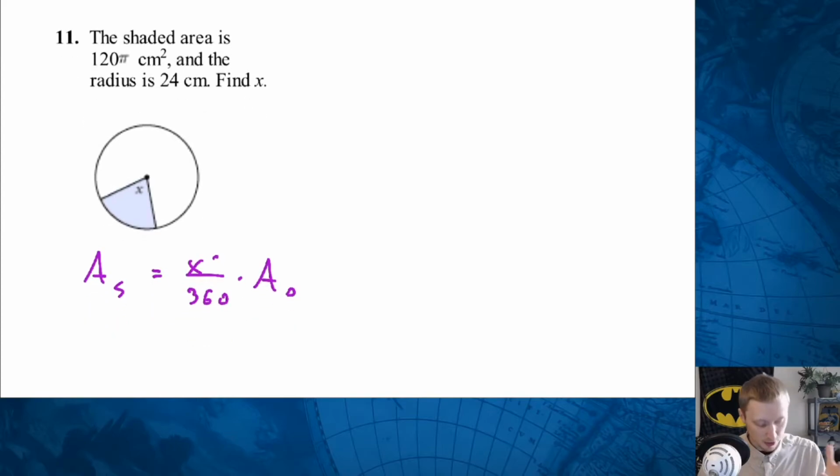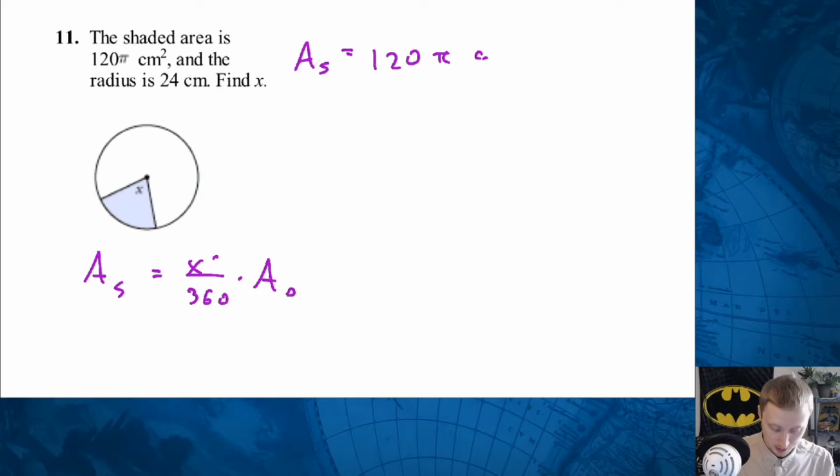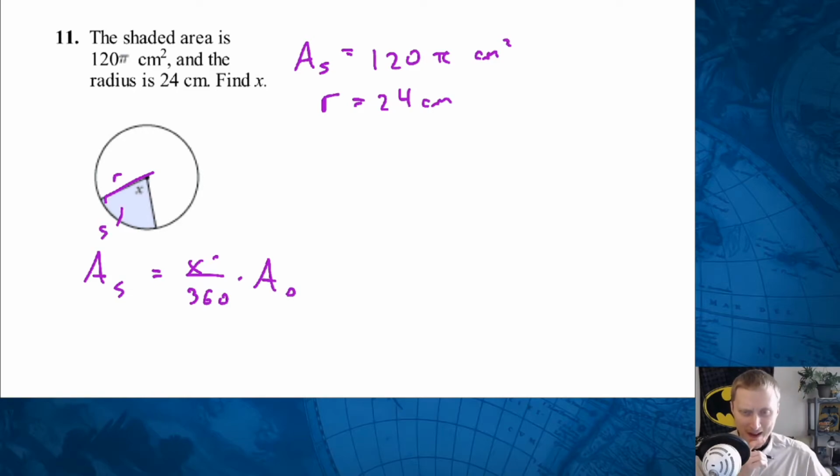Okay, so this sector of the galaxy, how much area is there? We already know that. They tell us the shaded area of the sector, I'm going to call it S, is 120 pi centimeters squared. They tell us the radius. Ooh, that's good. Radius is 24 centimeters. So we know this radius, we know this area, we'll call that S. And we've worked out that the area of the sector should just be a fraction of the whole circle. What fraction? Well, it would be that x, that central angle. That's what we're trying to find.